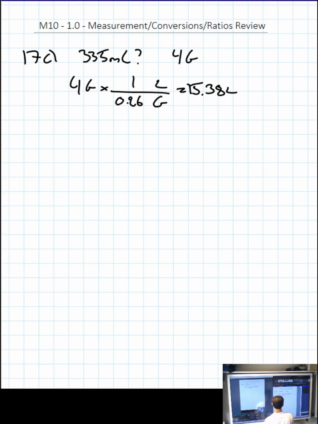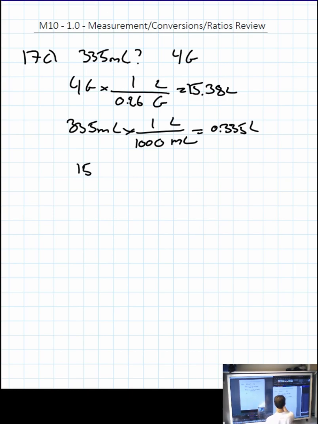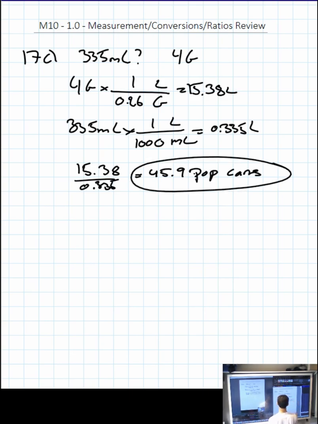Now we could convert that into milliliters, but we'd rather take 335 and turn it into liters. So 335 milliliters times 1 liter over 1,000 milliliters equals 0.335 liters. Now we can simply do a division. So we can take 15.38 and divide it by 0.335, and we're going to get 45.9 is our final answer. So it's a little English sentence maybe, pop cans, circle your answer. Great, so approximately 46 pop cans fit into a 4-gallon bucket.